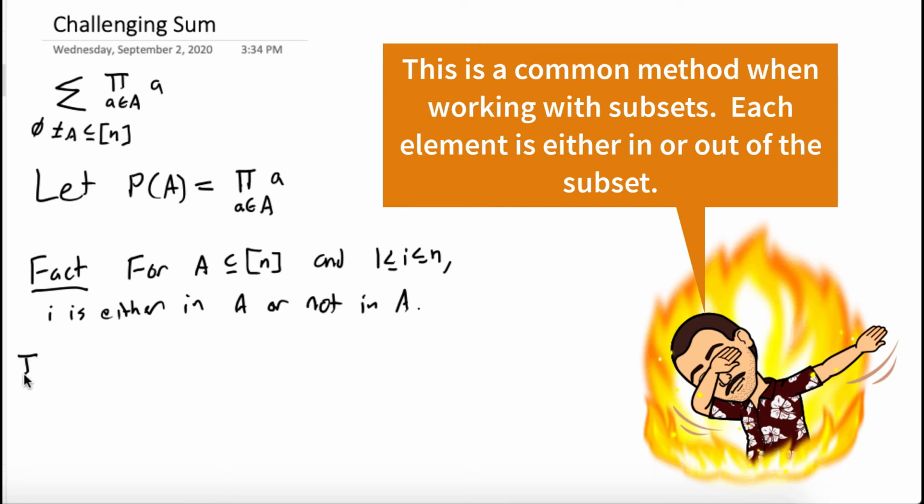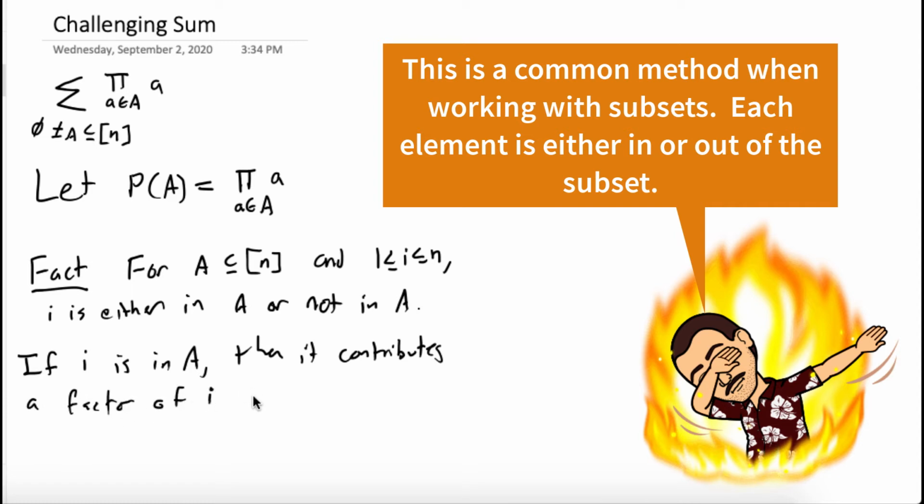Okay, so if i is in A, well then it contributes a factor of i to the product, right? If you look at the product, it multiplies each element of the set. So i would contribute a factor of i to the product. However, if i is not in A, then i contributes a factor of 1.